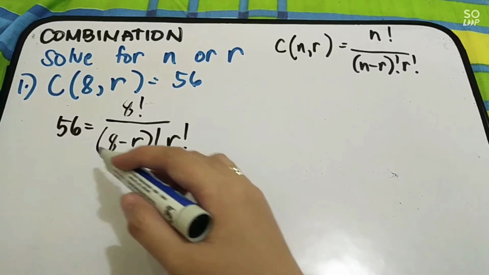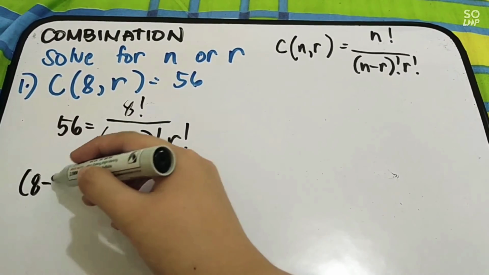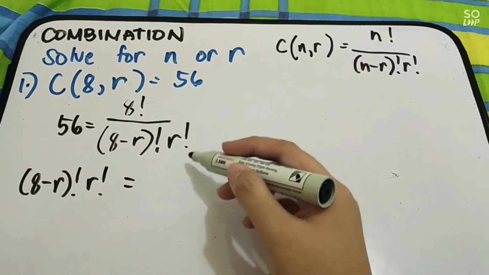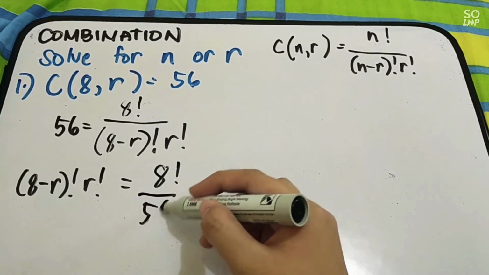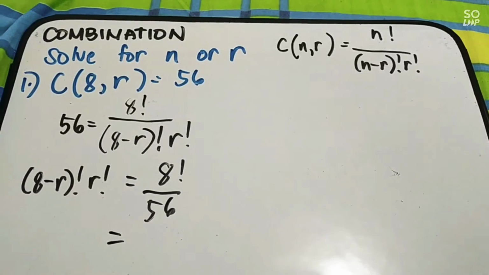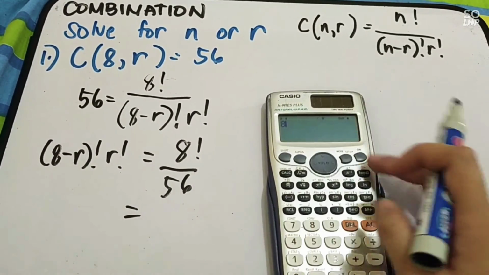Ayan. Then, cross multiply, katulad nung kanina. We have 8 minus R factorial is equal to 8 factorial over 56. Then, simplify 8 factorial. Let us use calculator. We have 8 factorial.